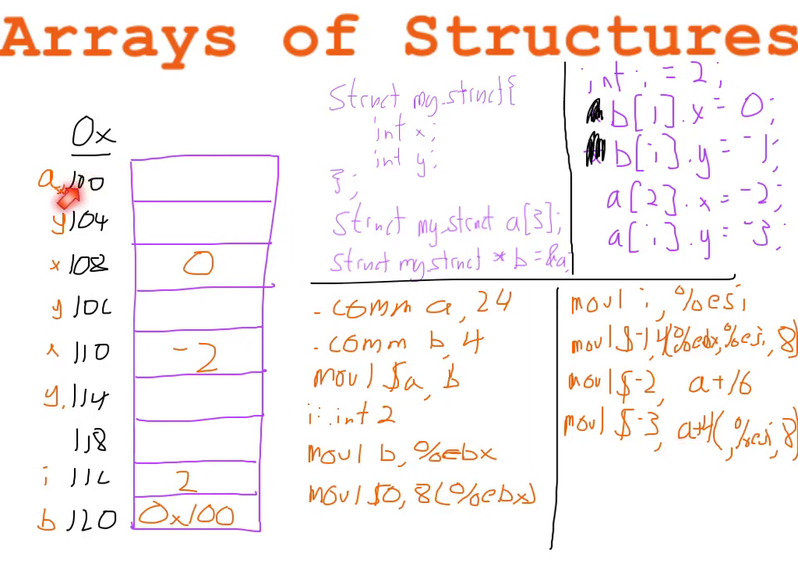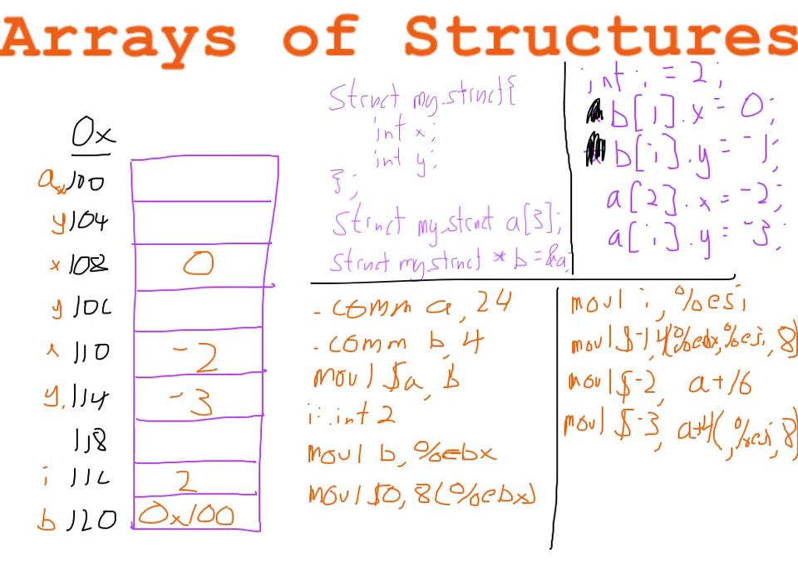We're going to add 4 plus ESI times 8. ESI has 2, so we're going to add 4 plus 16. 2 times 8 is 16, so that gives us a total of 20, which we know 16 takes us to 110 here, and then we're just going to add another 4 to that and take us to 114, and that is indeed position Y. And there is where we're going to write a -3.